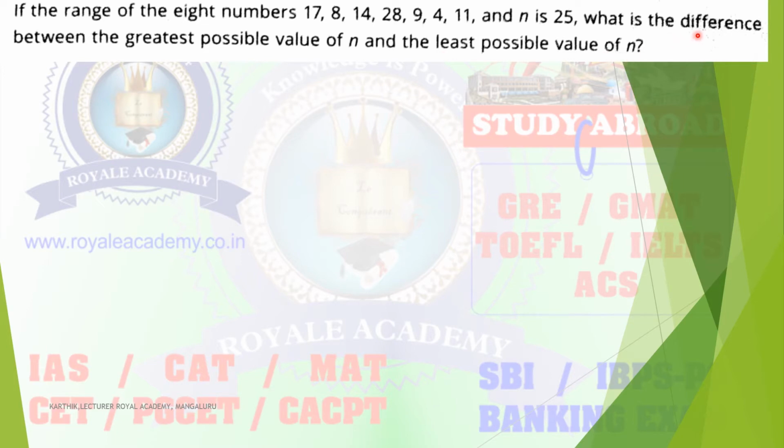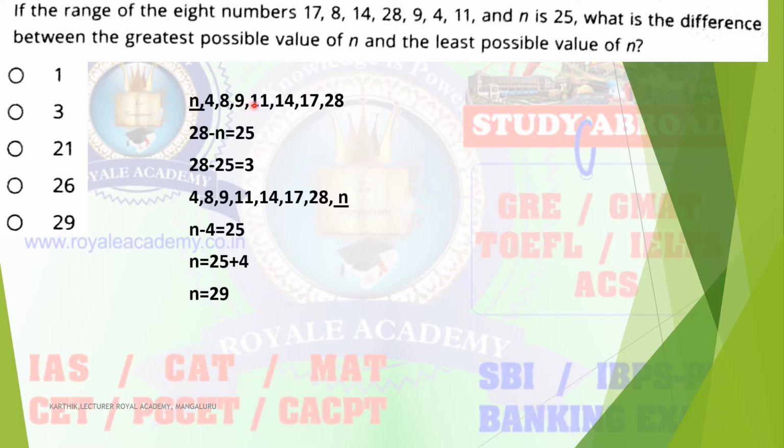So what is asked in the question? You have to find out the greatest value of n as well as the least value of n. Then take the difference: greatest possible n minus least possible n. So you will get the answer. Okay, so this is the range. Range is given, total range is equal to 25. So from that you can determine the difference. Okay, how to determine, we'll see.